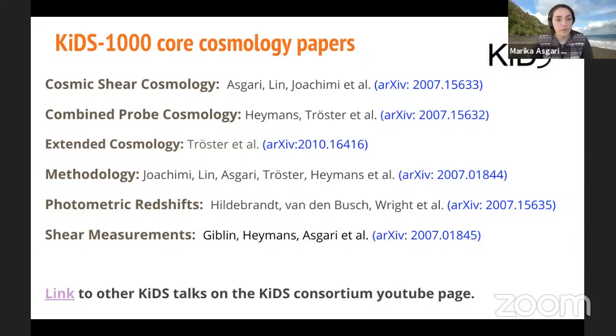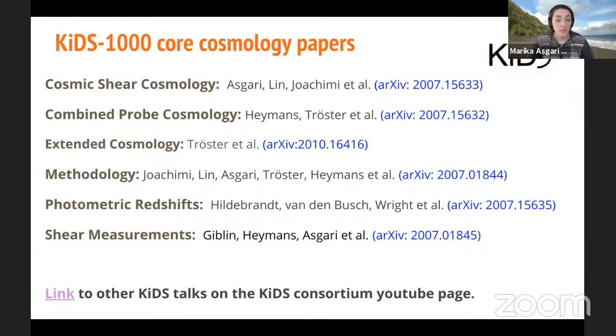So the first three papers are showing the cosmology results. First one is cosmic shear. Second one is combination of cosmic shear with spectroscopic surveys, so the combined probe analysis. And the third one is showing what happens if we use extensions to the standard model in our analysis, because the first two are assuming that you have the standard cosmological model, which is flat lambda CDM. And then we have the methodology paper, which describes the methodology used in the first three.